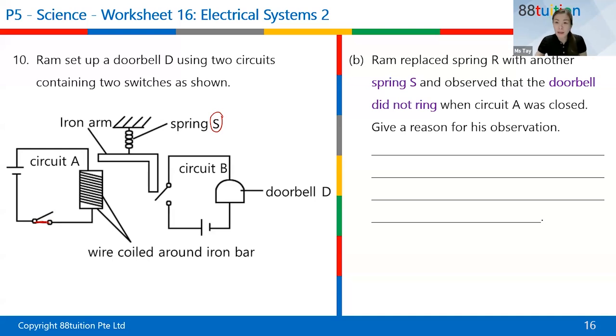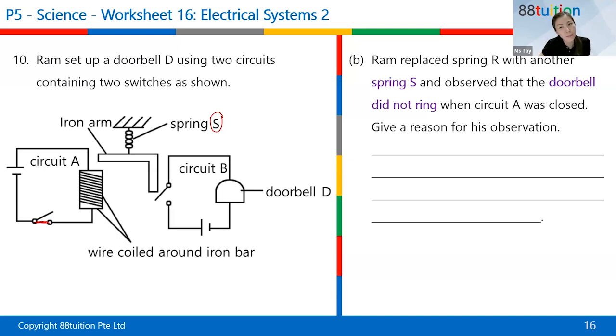I have many answers coming in. Good. So Irene said circuit B is not closed. That is part of the answer. Circuit B is not closed means it's an open circuit. But why? Is it because it is not a conductor of electricity? What is the it you are talking about? What is the it?